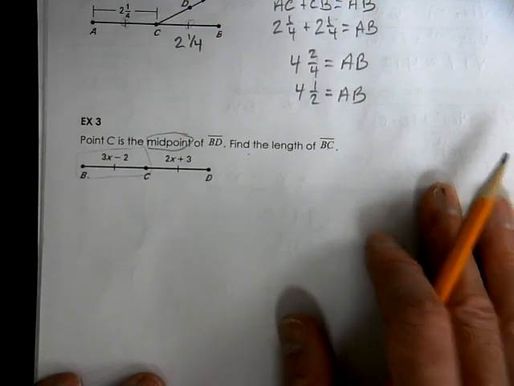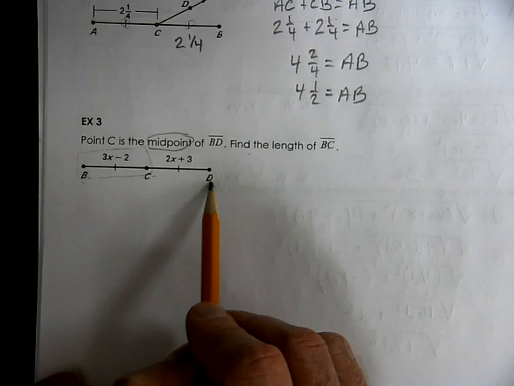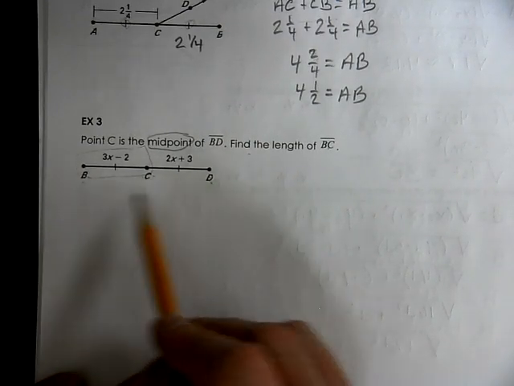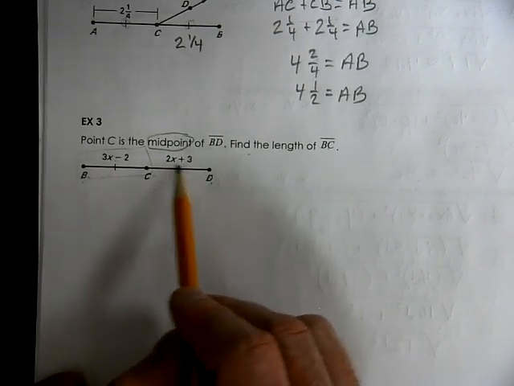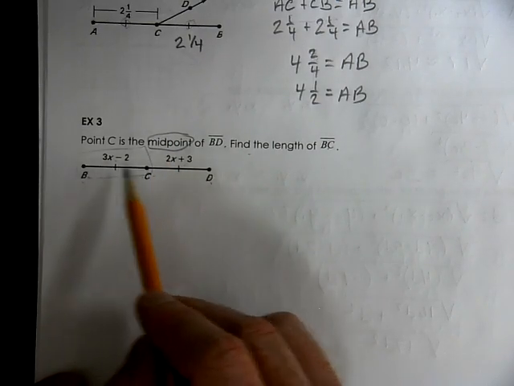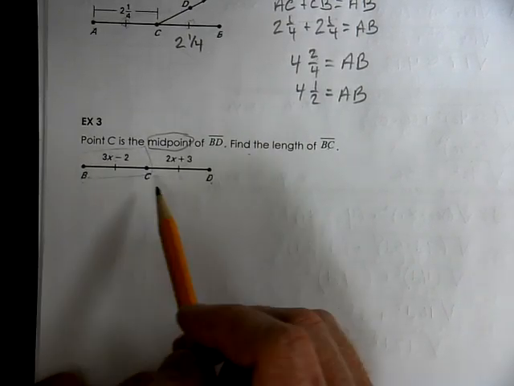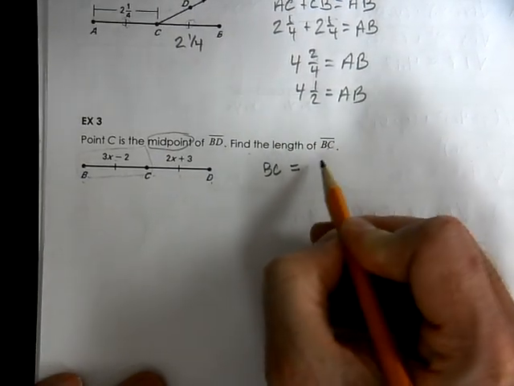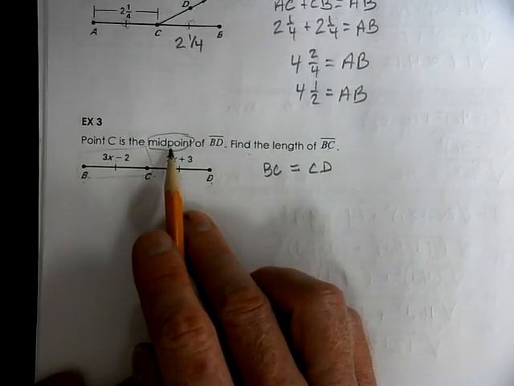Now, in the past, we've done things like the segment addition postulate. Small part plus small part equals big part. But that's not going to work here. We don't know the big part. So we're not going to add the two smaller ones together. If this is a midpoint, then I know I have congruent segments. And if they're congruent, then they're the same measurement. They're equal to each other. So I know that BC is going to equal CD because we have a midpoint.